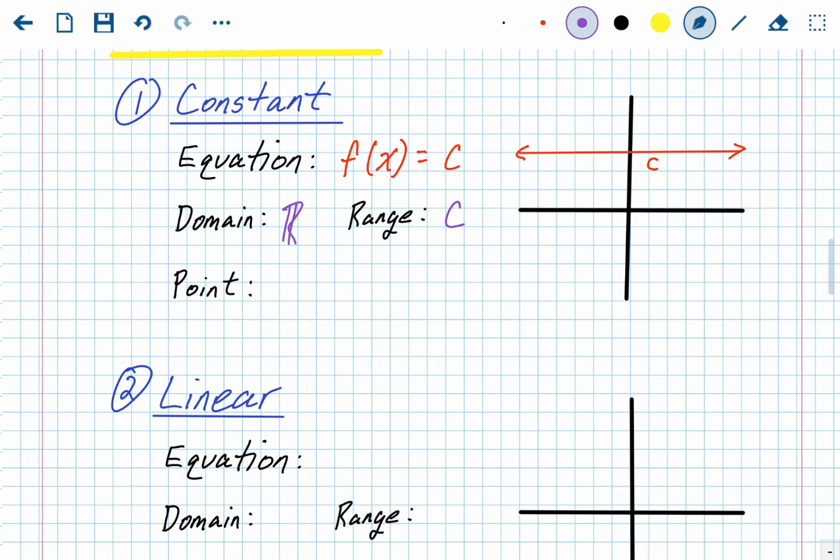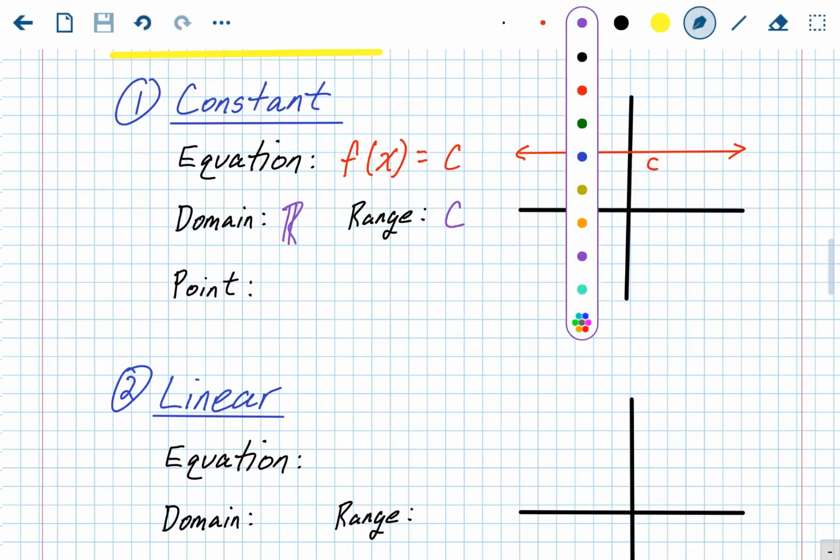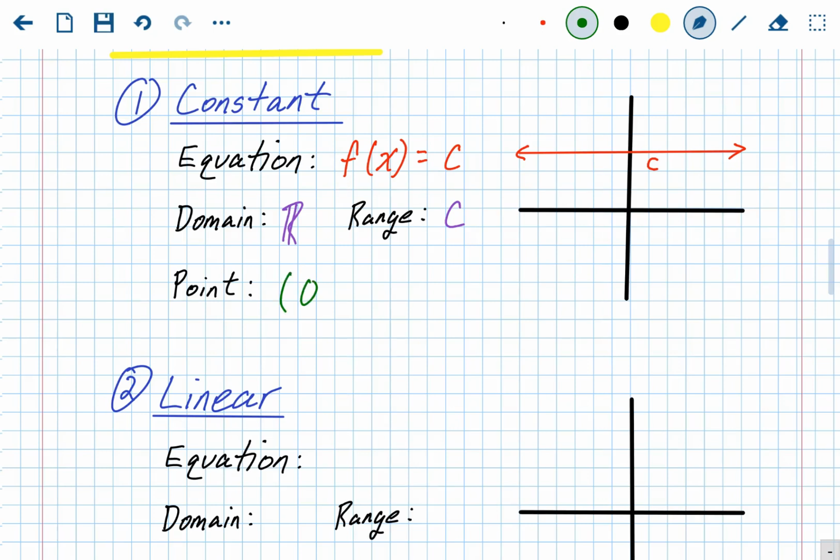And then an important point. Now all these points are going to have the same y value. So how do we pick an important one? We're just going to use the y-intercept. For a lot of these, we're going to use the y-intercept. So the y-intercept of a constant graph is just (0, c). And again, whatever c is.